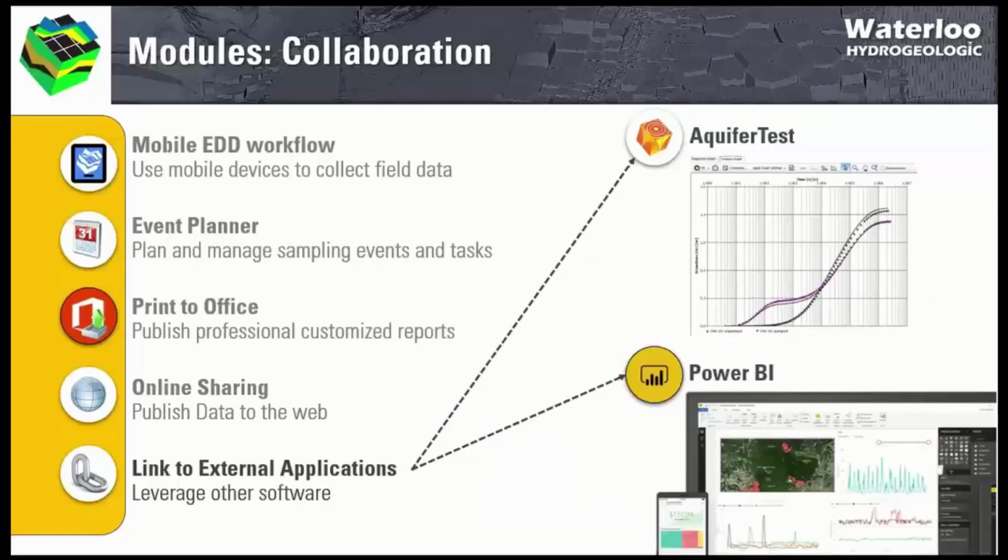And last but not least, we also have links to external applications. So one of our other applications is Aquifer Test. So if you're scraping your data from water level loggers, you can import those into your HGA database and then create tests relatively quickly using the link to Aquifer Test.